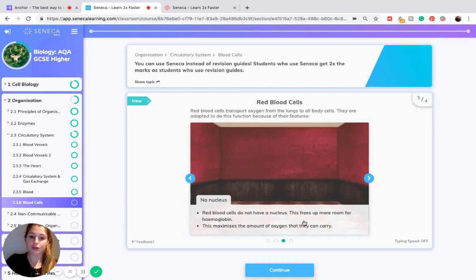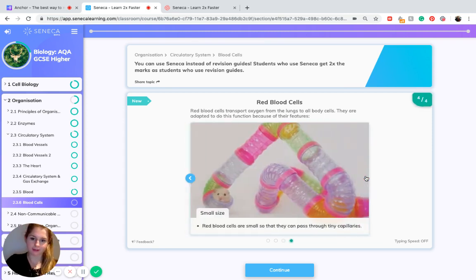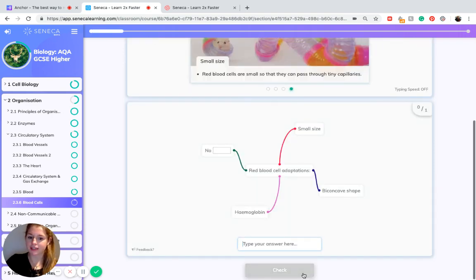Red blood cells do not have a nucleus, and this frees up more room for hemoglobin, maximizing the amount of oxygen they can carry. They're small, so they can pass through tiny capillaries, and therefore allow the oxygen to be distributed throughout the body. So let's just highlight these different adaptations I've just talked about.